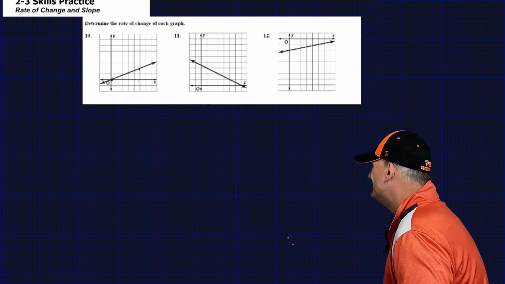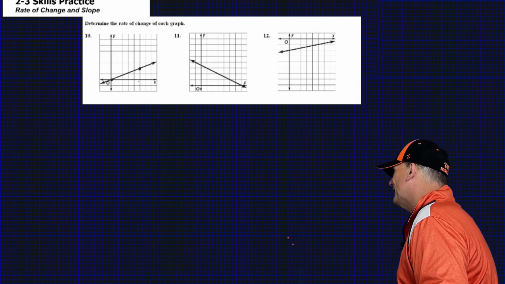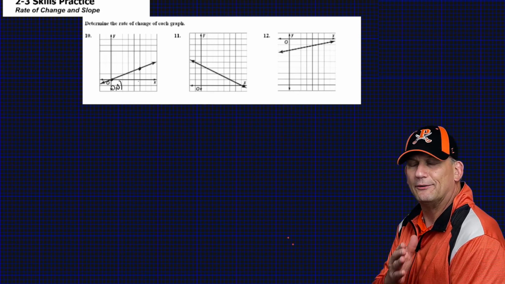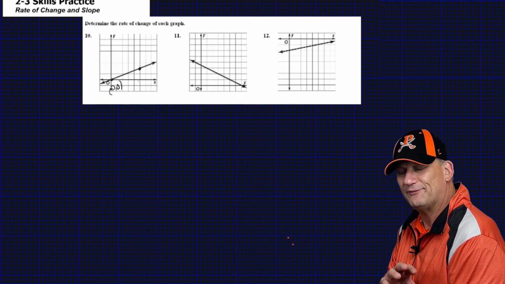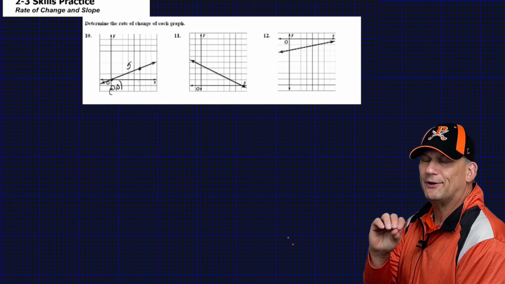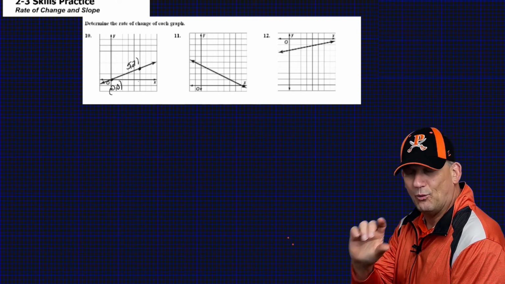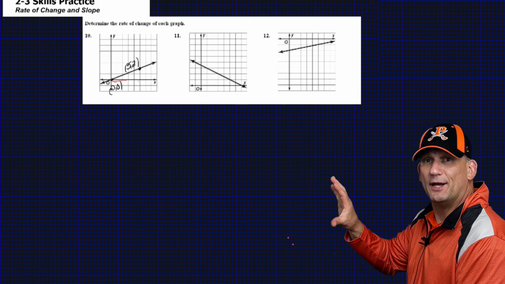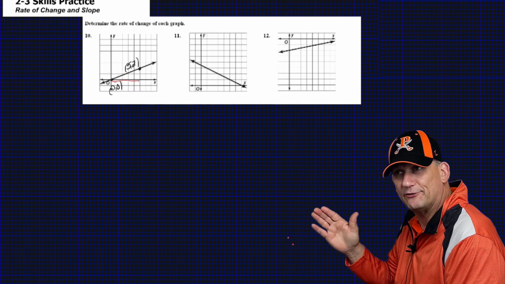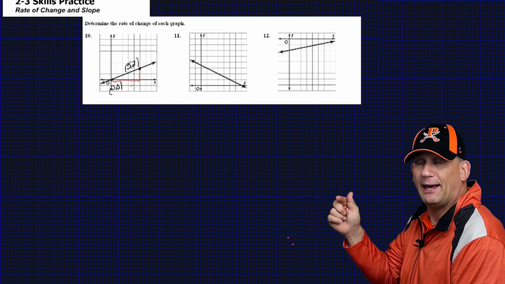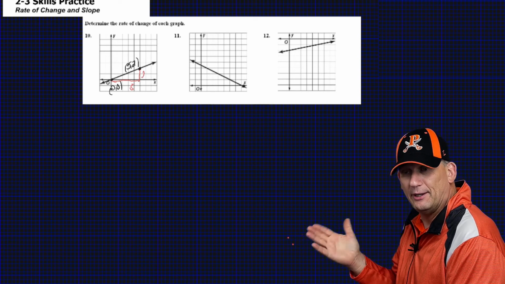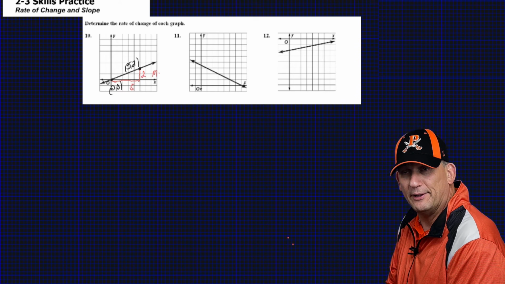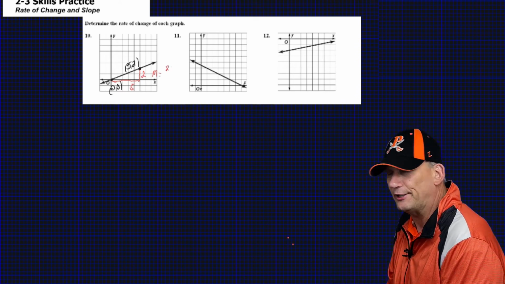All right, so now what we're gonna do, we gotta find the rate of change. And when people talk about the rate of change, they're talking about slope. But specifically when they say rate of change, they're talking about the change in y and x from one point to another point on the graph. What is the change? The change in y would be how many up or down from that point. The change in x would be how many left or right from that point. That's what they're talking about when they say rate of change.